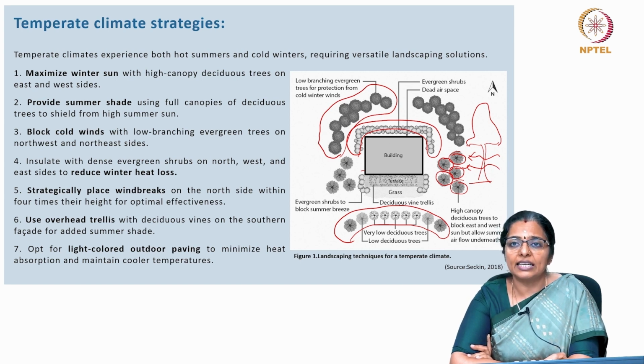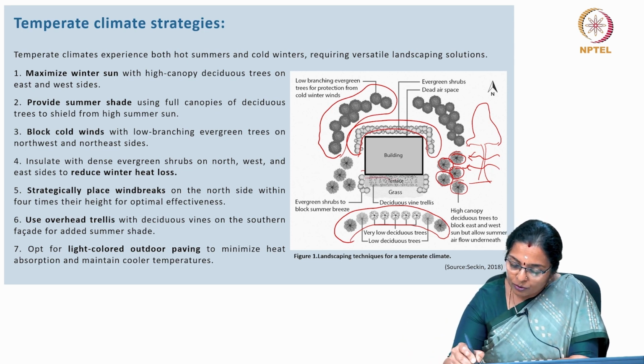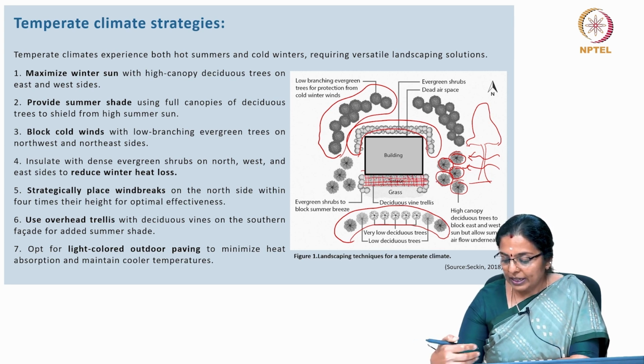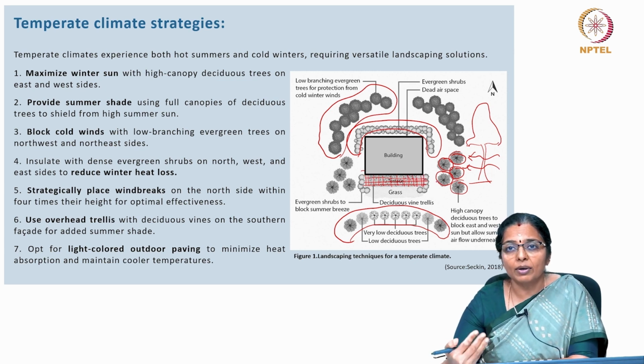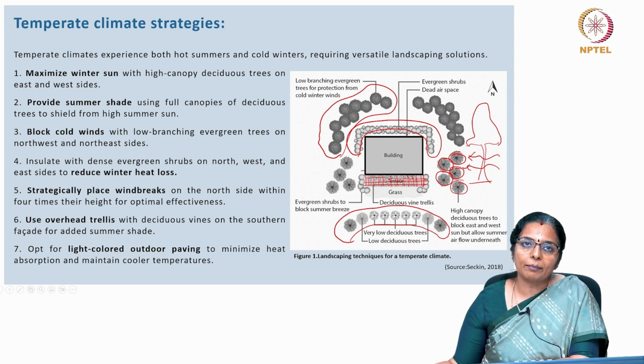Using overhead trellis with deciduous vines on the southern facade can give summer shade. So, having trellis on the south with deciduous vines will help protect from the summer sun. Opt for light colored outdoor paving to minimize heat absorption and maintain cooler temperature. These will be the basics to follow in the temperate climate.